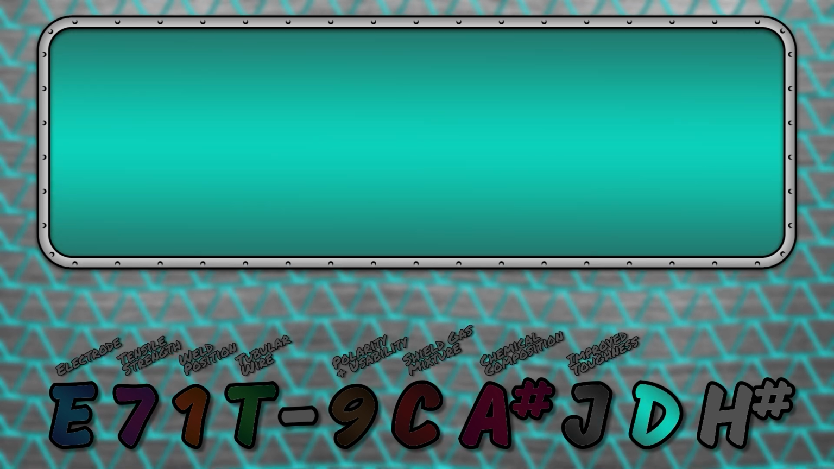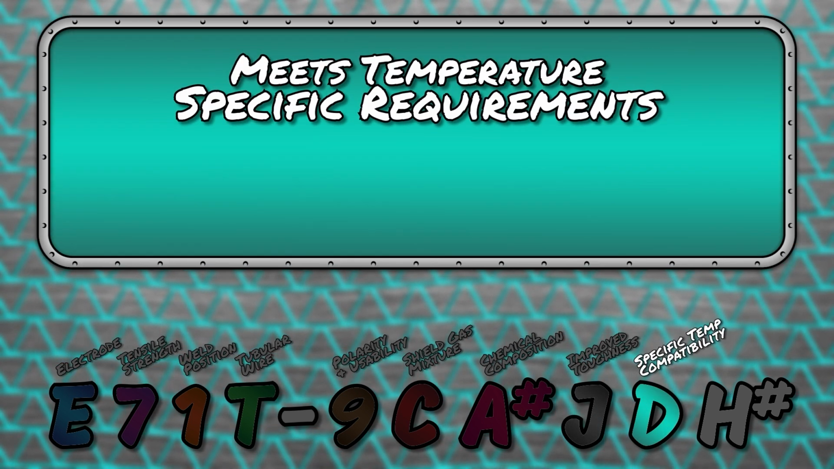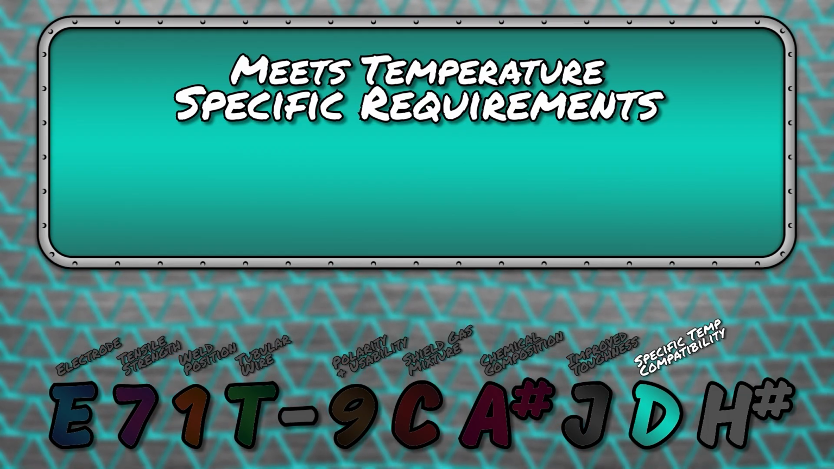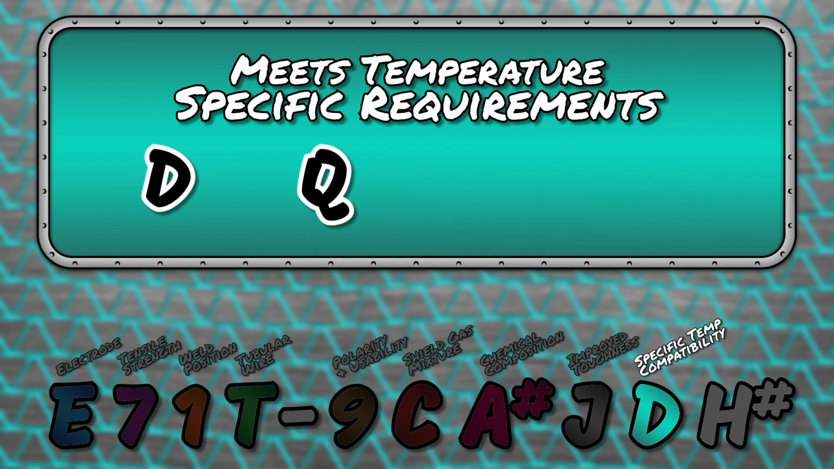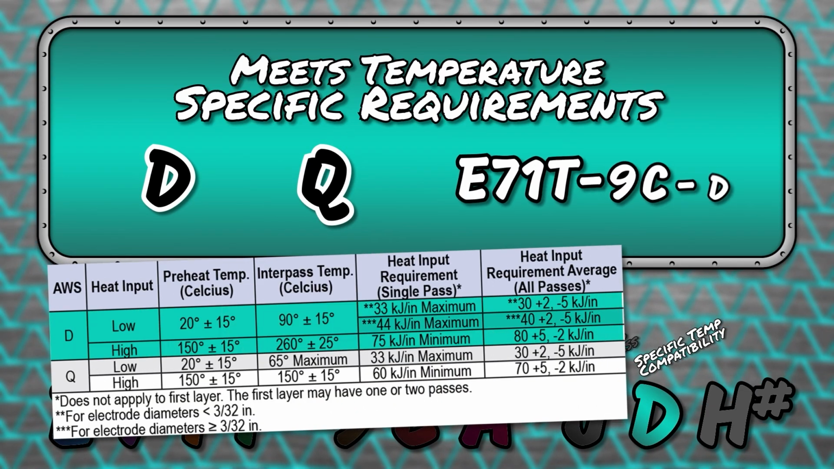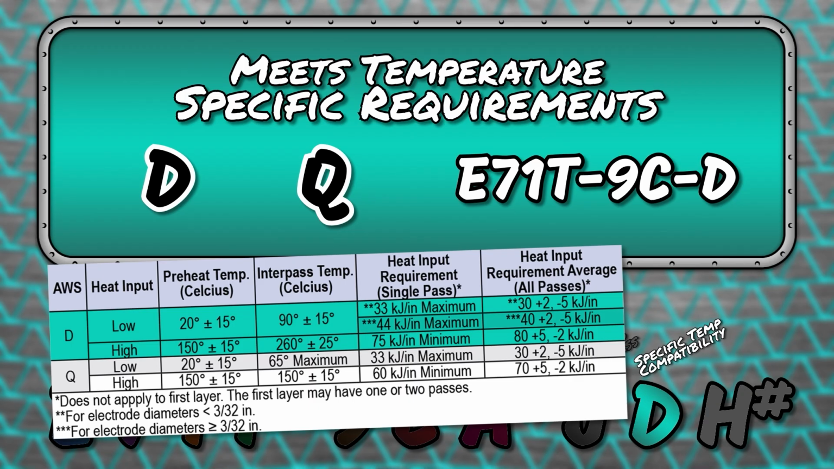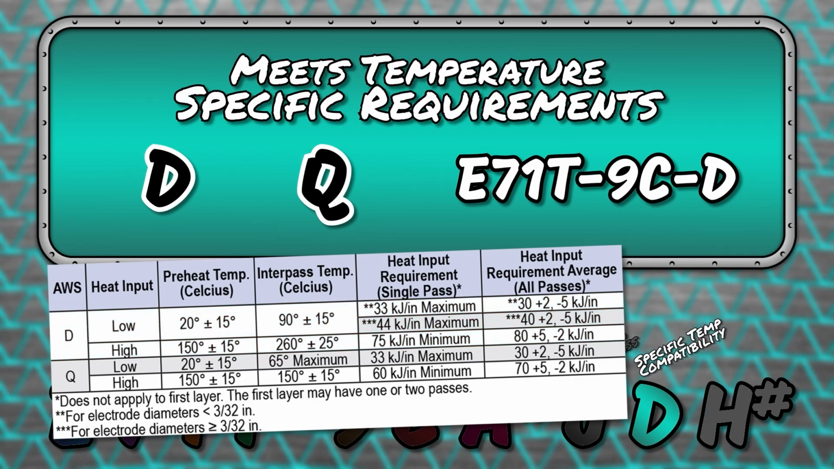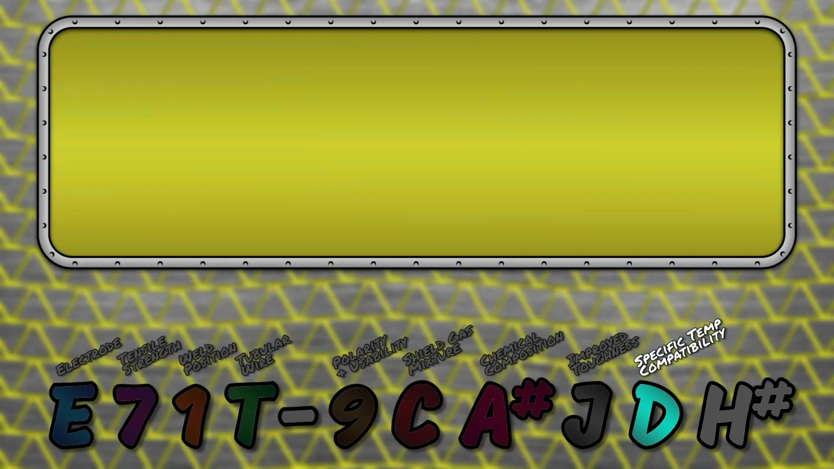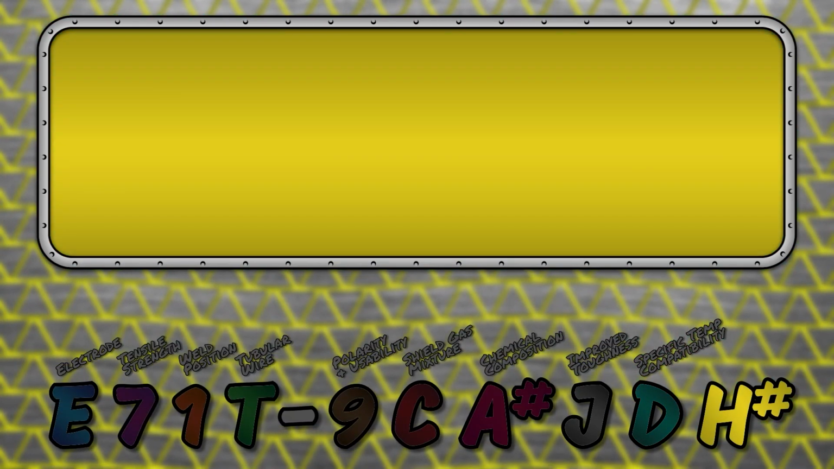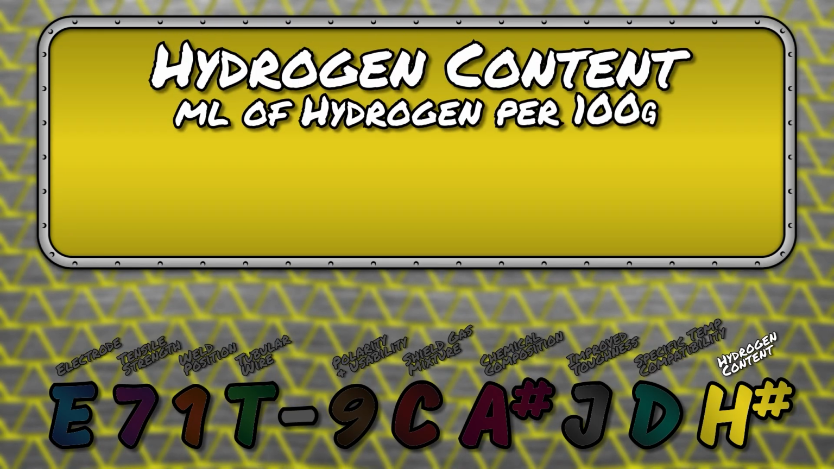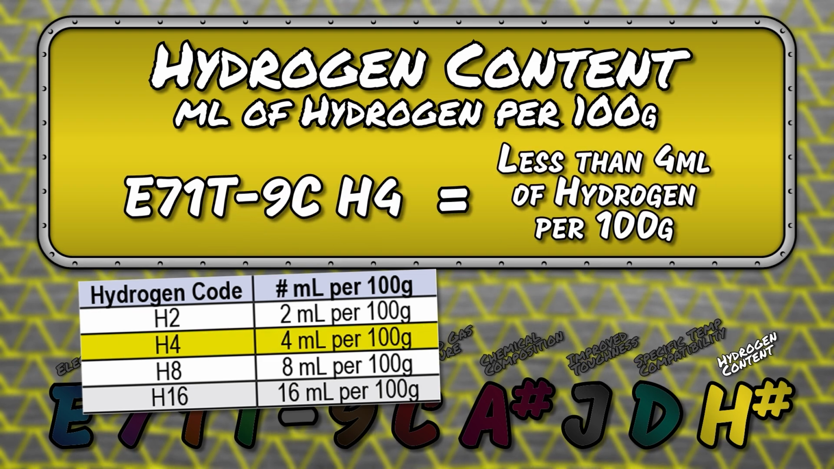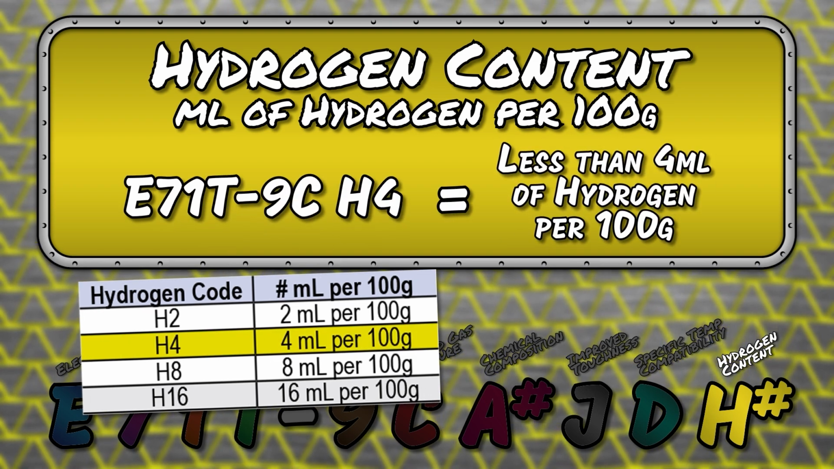D will indicate the weld metal will meet certain requirements when using temperature-specific procedures. This can be represented by either a D or a Q, such as E71T-9C-D. Finally, H, followed by a number, like before, states the hydrogen content of the product, such as E71T-9C-H4.